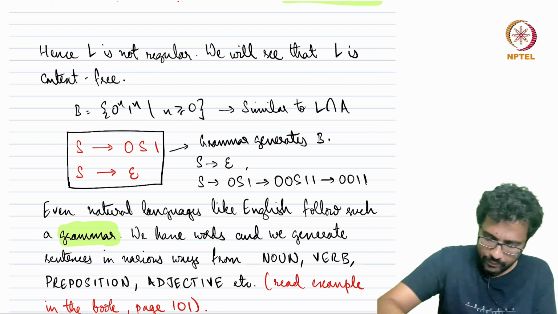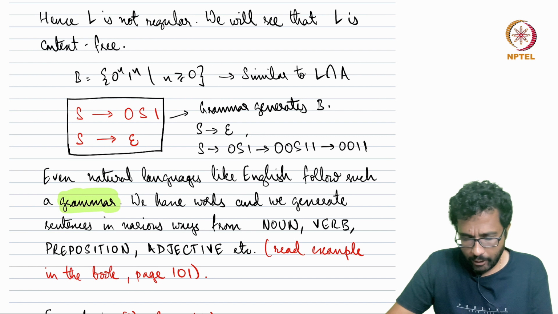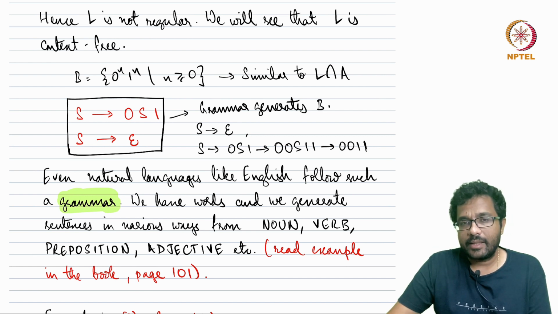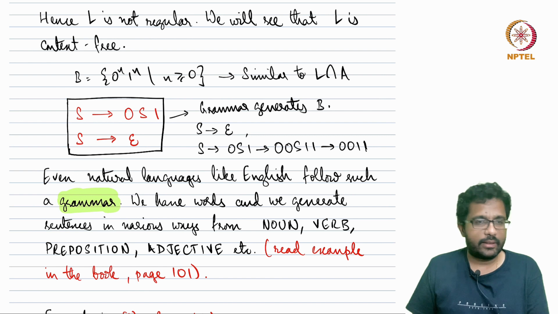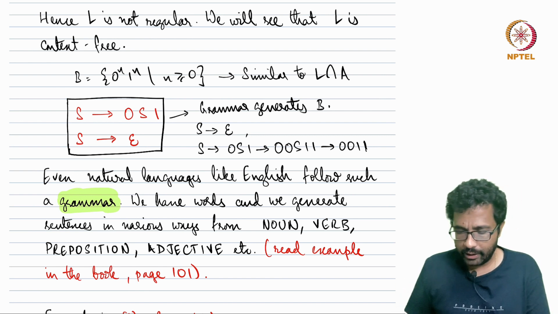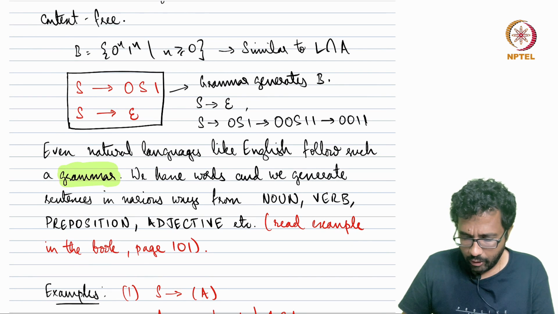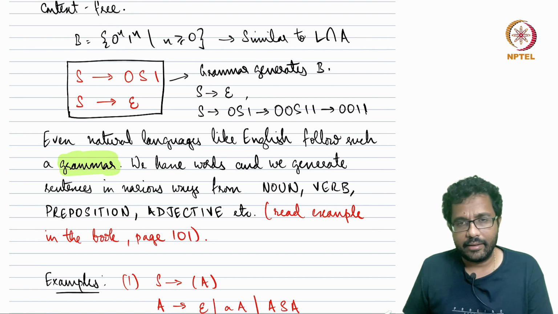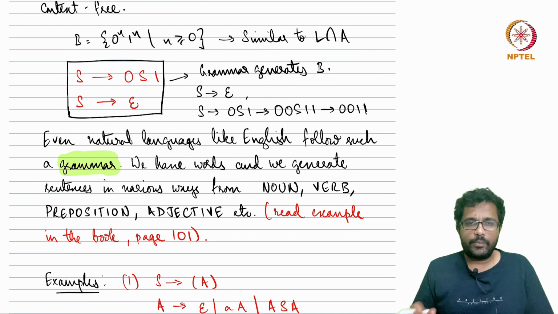In fact, in the book there is an example of how you construct simple sentences using things like noun, verb, preposition, adjective, etc. I think in my copy of the book it's on page 101, towards the beginning of chapter 2. Please have a look at this. I'm not rewriting the same example of how you can construct a sentence using these things like noun, verb, adjective, etc.